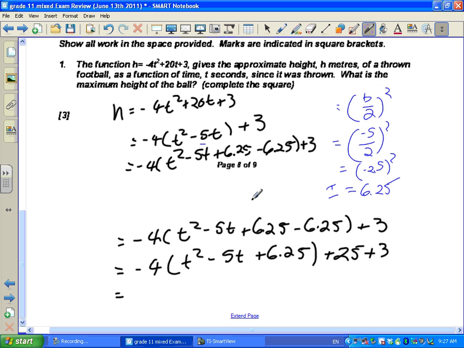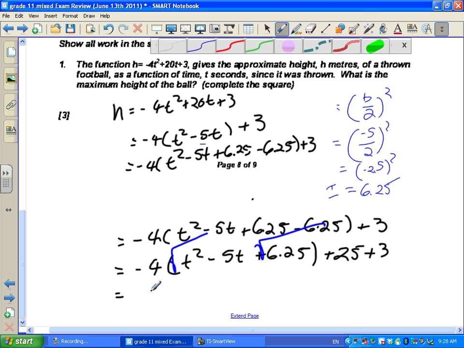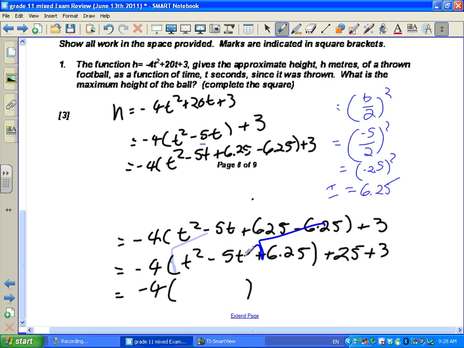Next step is we want to factor the brackets. I'm going to take the square root of the first term, square root of the last term, and put it into one bracket with just 2 numbers. The square root of the first term is t. Square root of the last term is 2.5. And I'm going to bring down whatever sign is in front of the second term. Because it's negative, we're going to bring down a negative. And we leave a square at the top of the bracket. 25 plus 3 is 28.